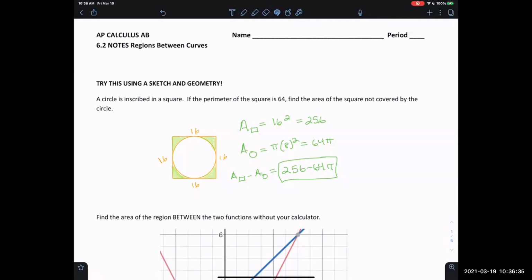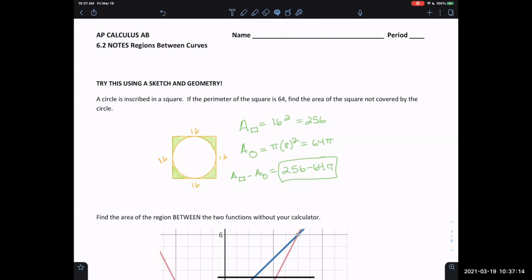Okay, and we're back. I drew myself a picture, first of all, of a square and then a circle inscribed in it. I divided 64 by 4, so I knew each side was 16. My area of the square is 16 squared, which gives me 256. And the area of a circle is pi r squared. If the diameter is 16, then the radius is 8, giving me 64 pi.